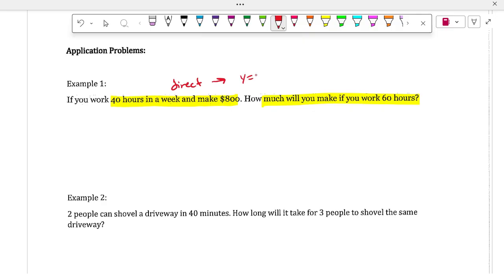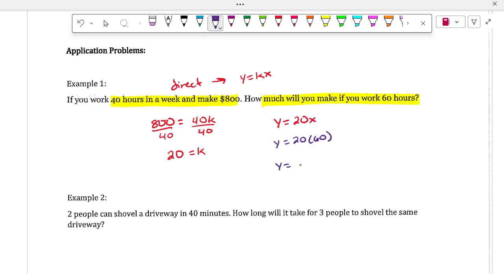So y is equal to kx. If you have $800 and 40 hours, so if you divide by 40, your constant's equal to what? 20. So that means y is equal to 20x. So if you work 60 hours a week, how much money are you making? That's $1,200.